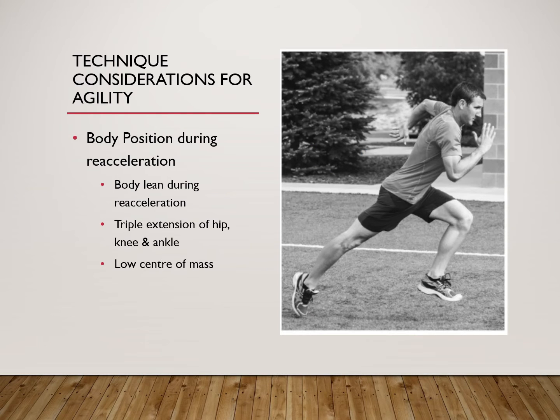And so during the re-acceleration phase, as we exit the change of direction, we want to make sure we've got this body lean. So again, that 45-degree angle that we've seen with our acceleration development. We want to have a good triple extension, so extension of the hip, the knee, and the ankle to get really good and effective and efficient force application through the ground. Okay, and we want to keep a relatively low center of mass as well.